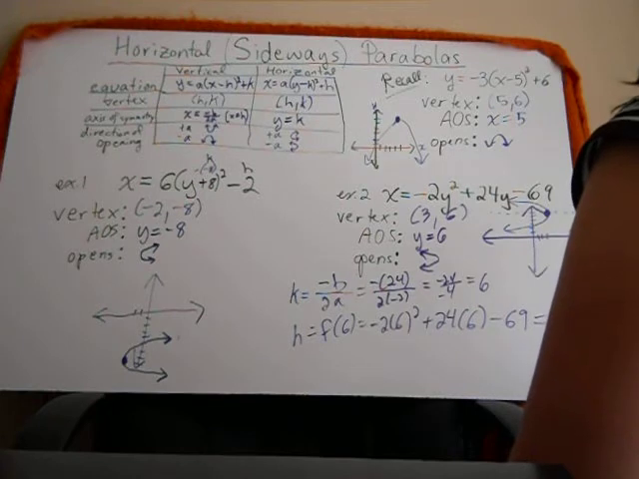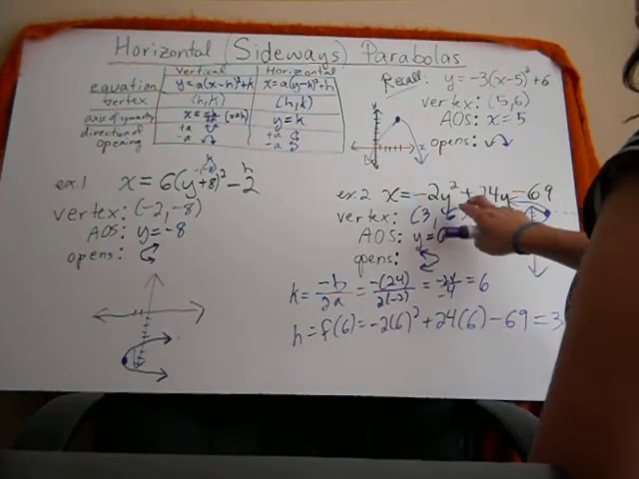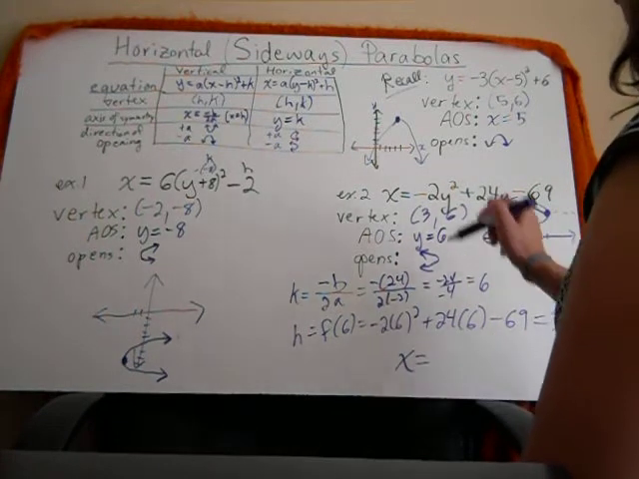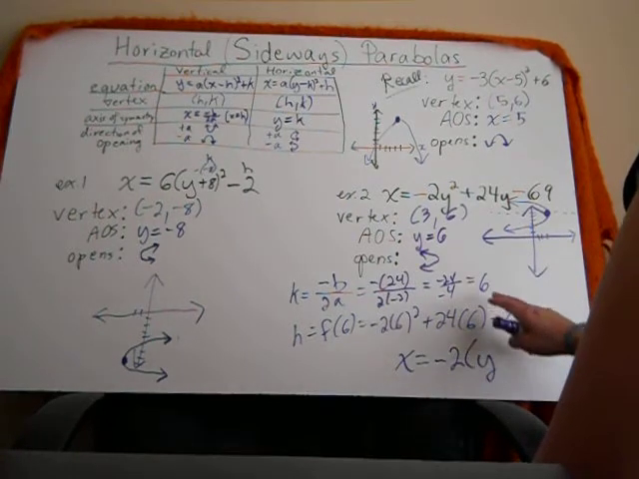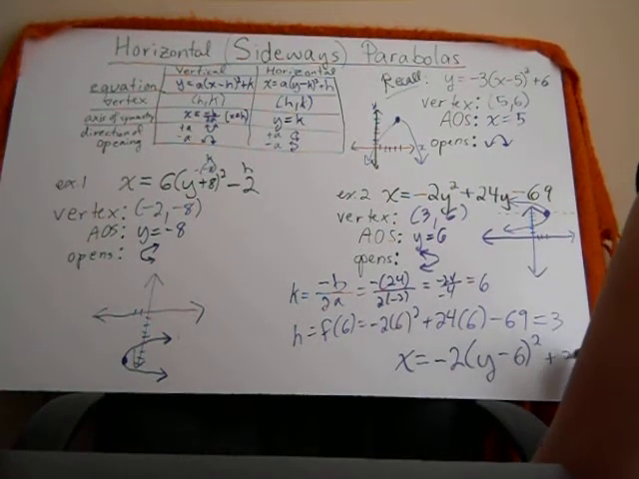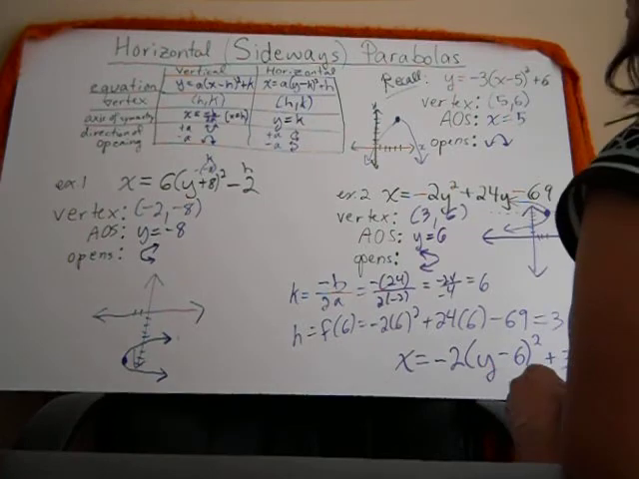Okay, that is that. Oh, I did want to mention, if you were to rewrite this in vertex form, you could. It works exactly how you think it would: x equals negative 2 times y minus k, here y minus 6, squared plus h. And that is everything you need to know for this lesson, for now.